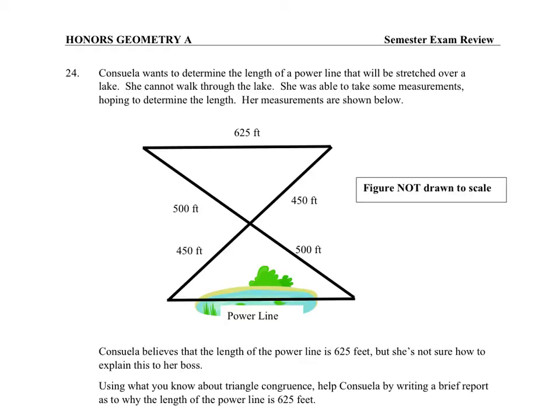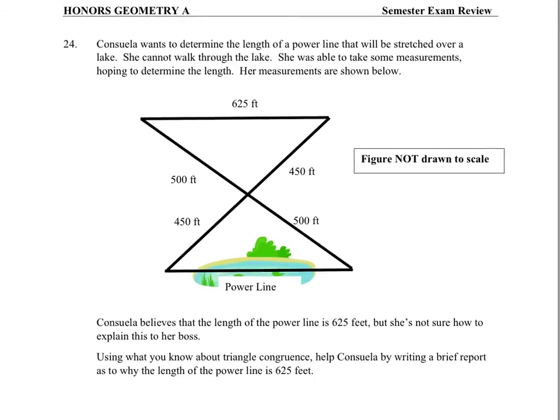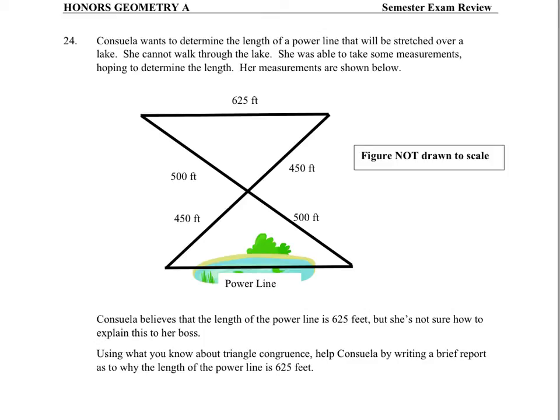24. Consuela wants to determine the length of a power line that will be stretched over a lake. She cannot walk through the lake, but she was able to take some measurements hoping to determine the length. Her measurements are shown below. Notice that the figure is not drawn to scale. Consuela believes that the length of the power line is 625 feet, but she's not sure how to explain this to her boss. Using what you know about triangle congruence, help Consuela by writing a brief report as to why the length of the power line is 625 feet.